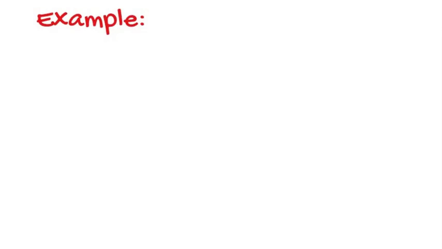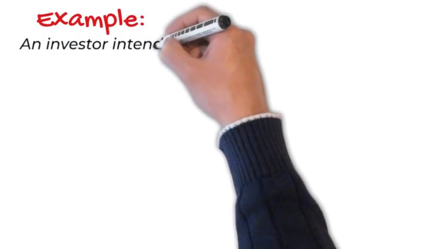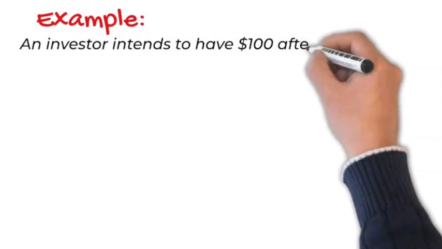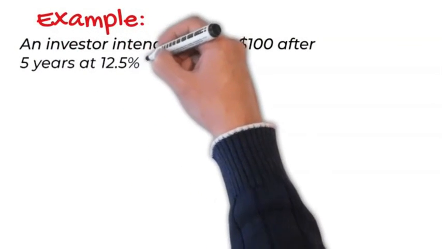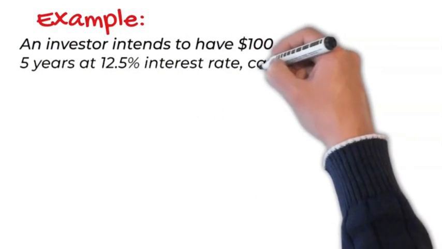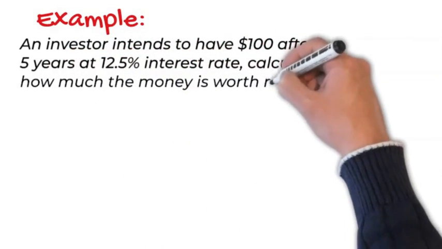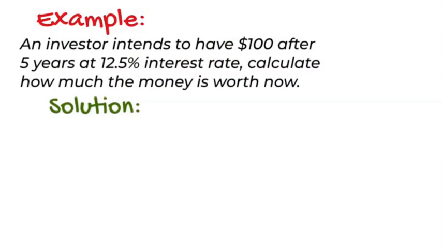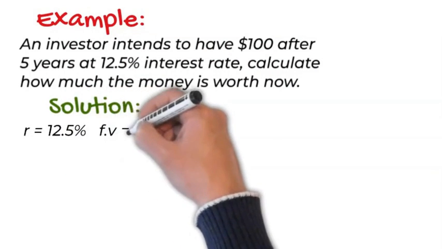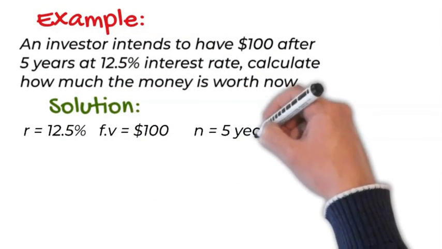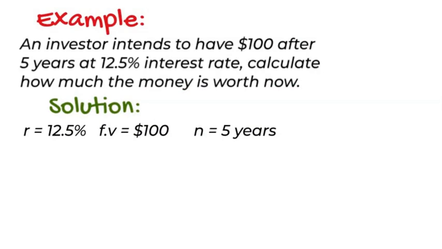number of periods. Example: if an investor intends to have $100 after 5 years at 12.5% interest rate, calculate how much the money is worth now. Solution. So from this question, we can see that the R, which is the interest rate, is 12.5%. FV, which is the future value, is $100. N, which is the number of years, is 5 years.